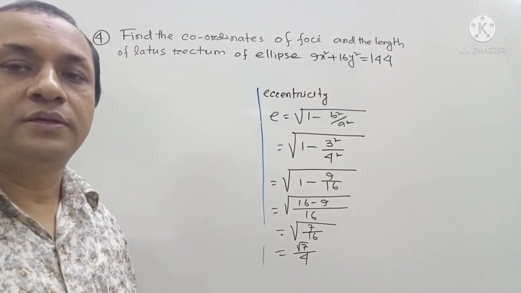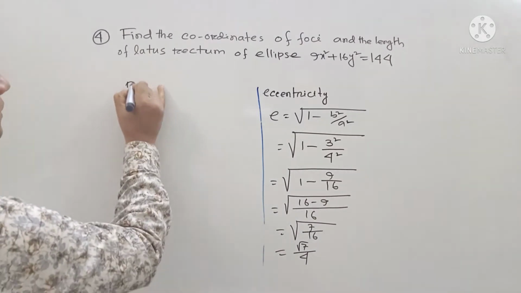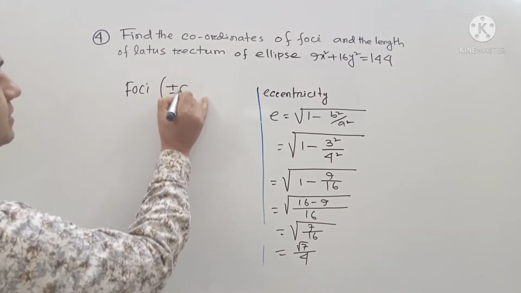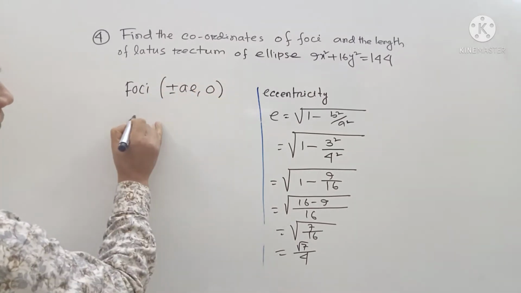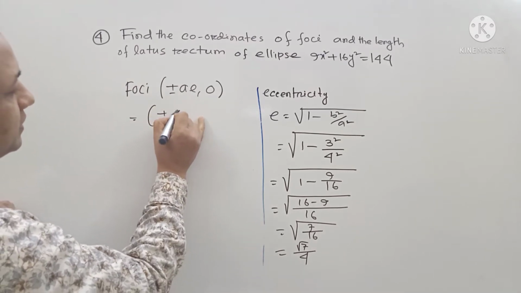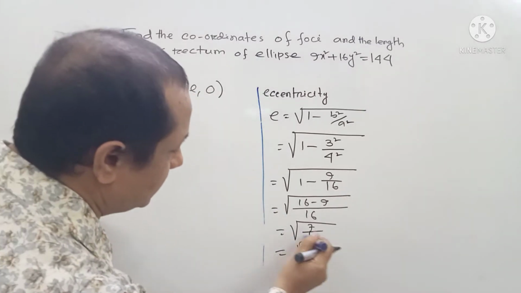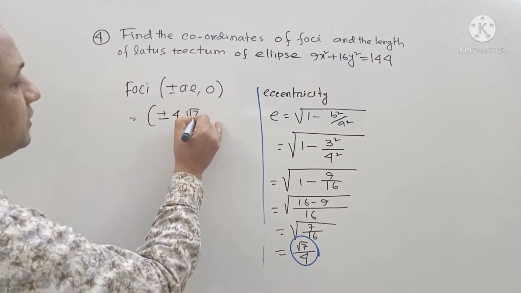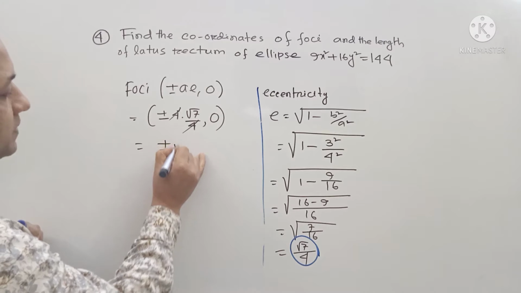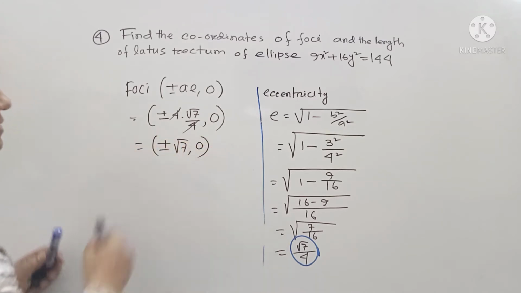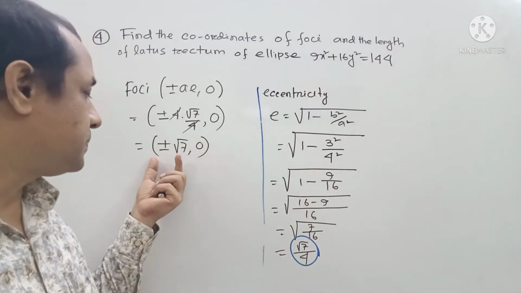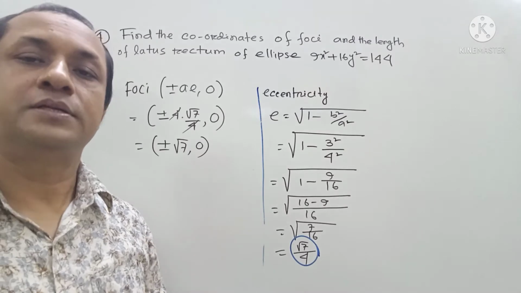We know that the coordinates of the foci are plus minus ae, 0. Now putting the values of a and e: a is 4 and e is root 7 by 4, so the 4s cancel, and we get plus minus root 7, 0. So students, record the coordinates of the foci: plus minus root 7, 0.